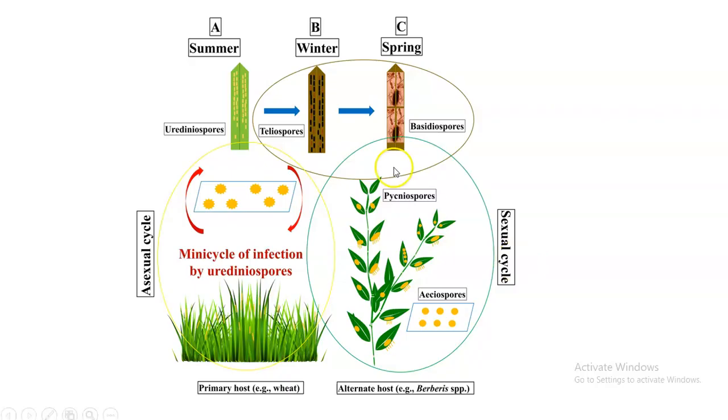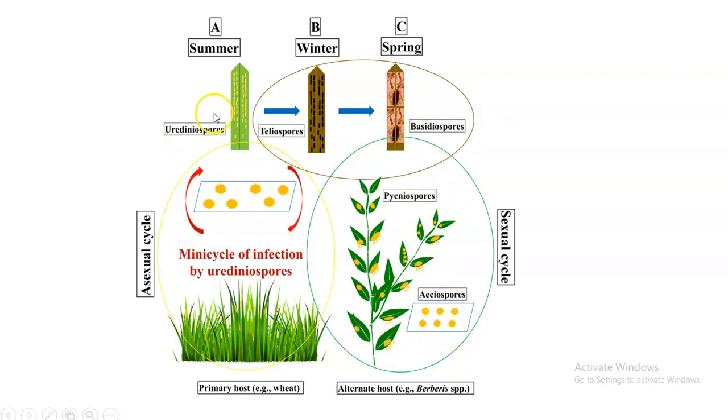You can see that there are around 5 types of spores in the life cycle of this particular Puccinia graminis tritici. So you can say that it is macrocyclic or polymorphic. It's macrocyclic because its life cycle is not simple. It is having a very lengthy cycle, right? Then why is it called polymorphic? Because it is having 5 types of spores: urediniospores, teliospores, basidiospores, pycniospores and aeciospores.